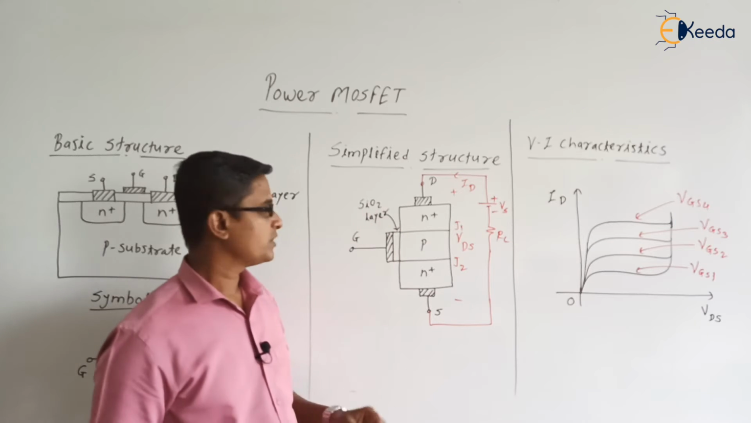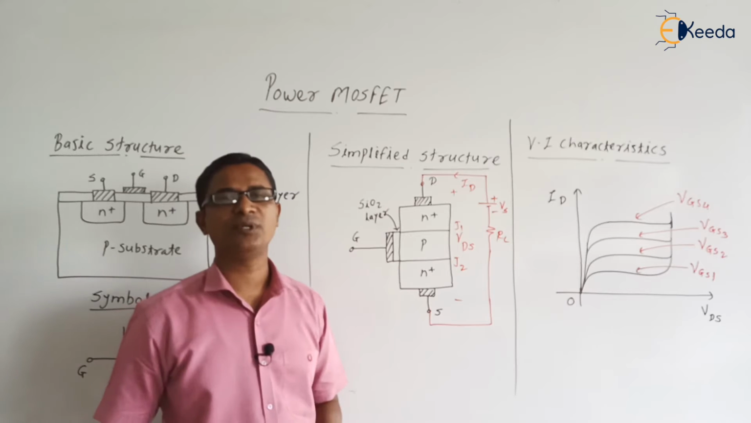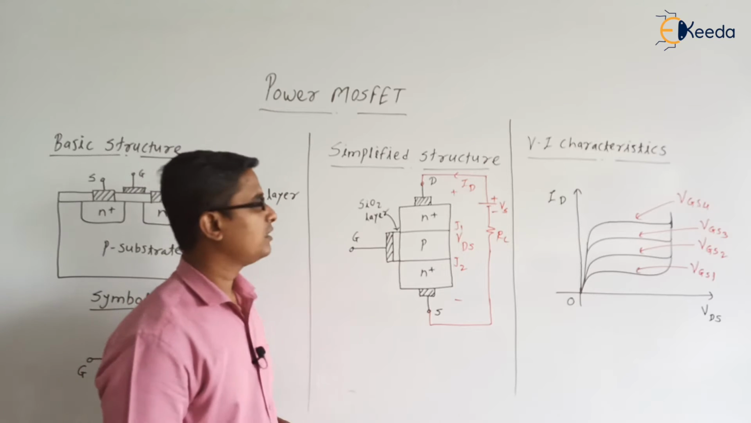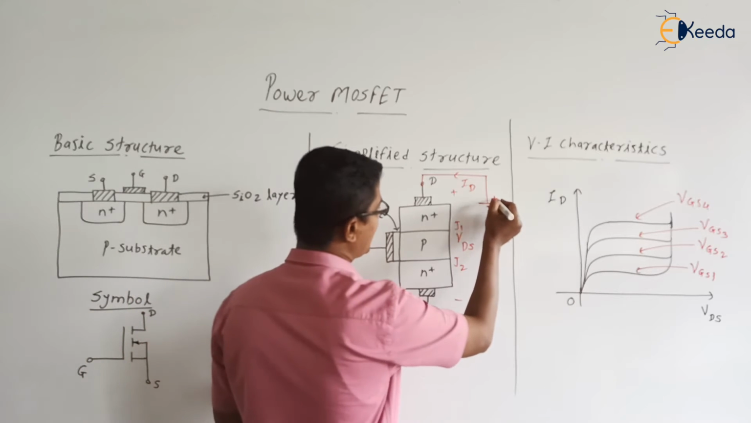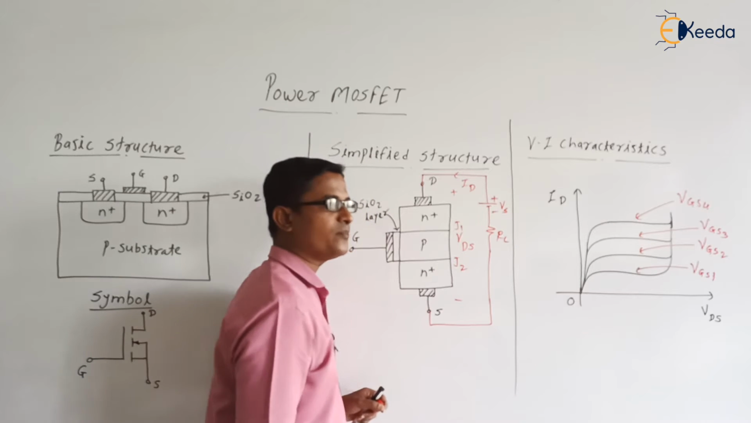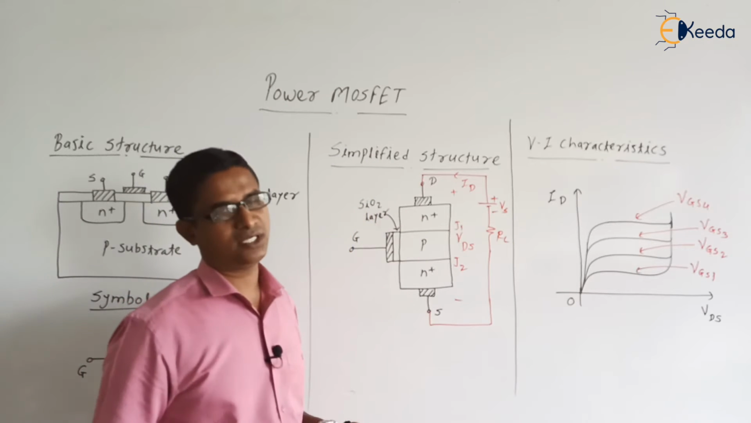Now, as I said, the gate source terminal we have kept open circuit. Here this is the highest potential point and this is the lowest potential point. Initially the MOSFET will be in the off state.